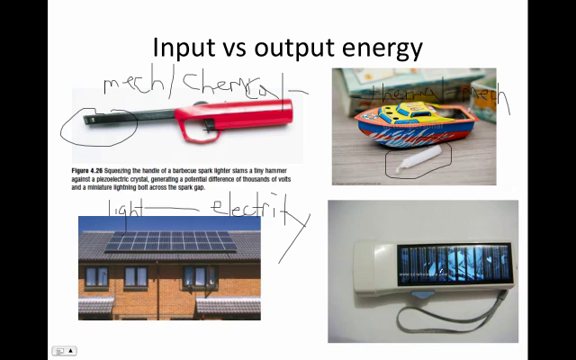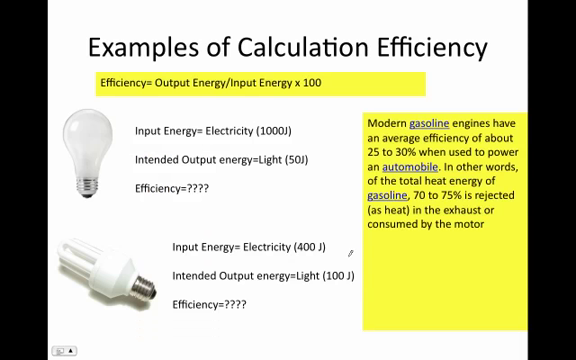Battery or solar powered flashlight, I think that's a solar cell. So the input is light and the output would be light. Weird, hey? So it goes from light to chemical energy to electrical, then to output light.